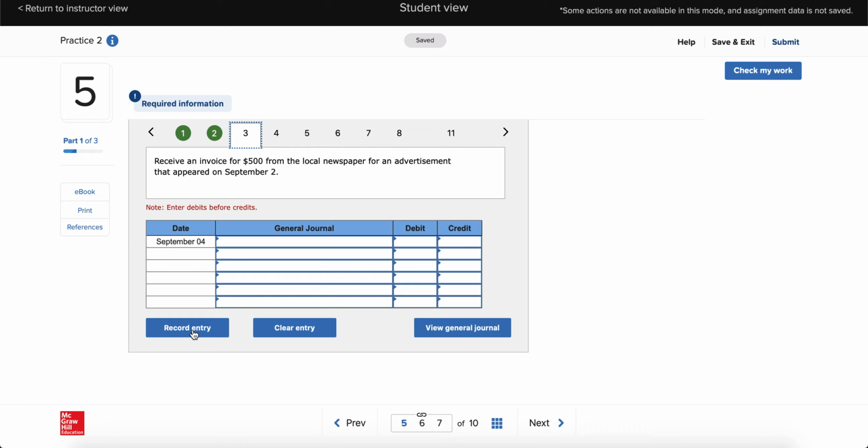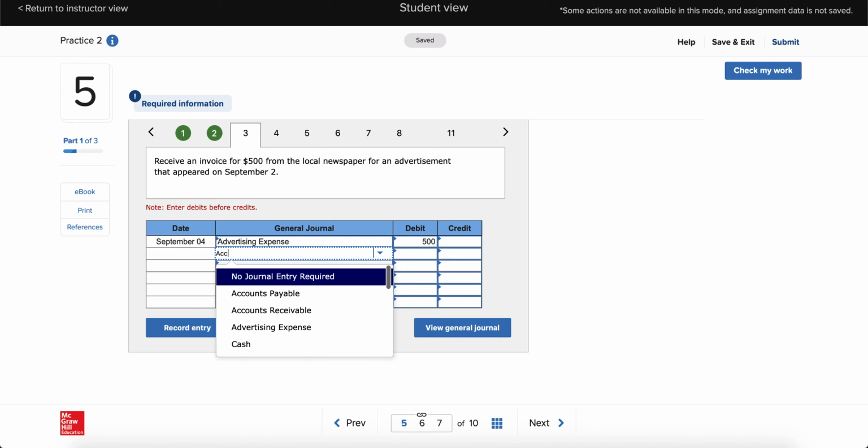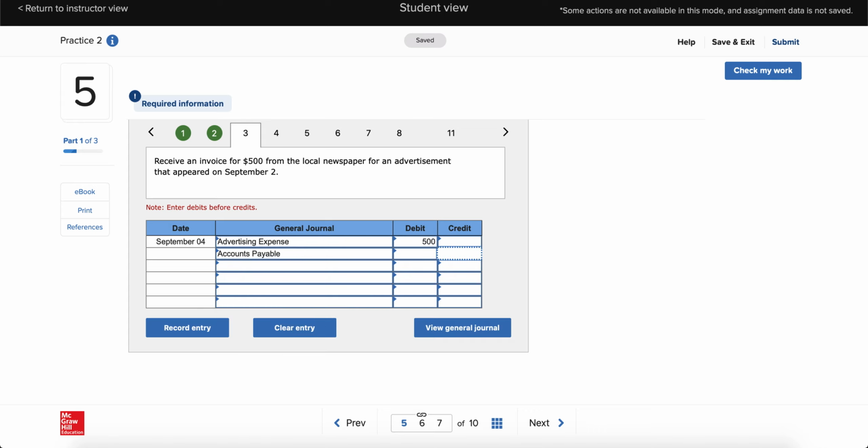Number 3, we receive an invoice for $500 from the local newspaper for an advertisement that appeared on September 2nd. So this is an invoice, meaning we have a bill here for some expense. What expense? Advertising. So there's an advertising expense here that we're recognizing for $500. We have not paid the bill yet. So this is an account payable for us. Got it? Let's move on to number 4.